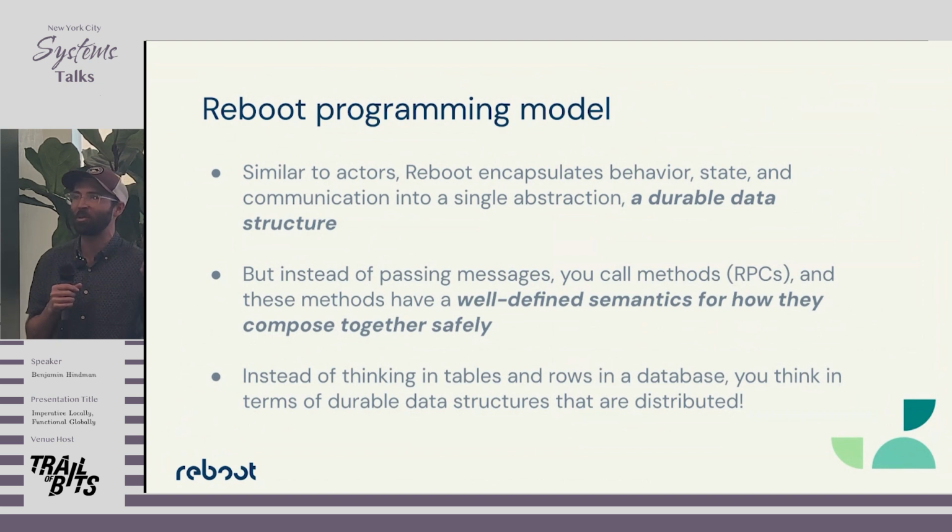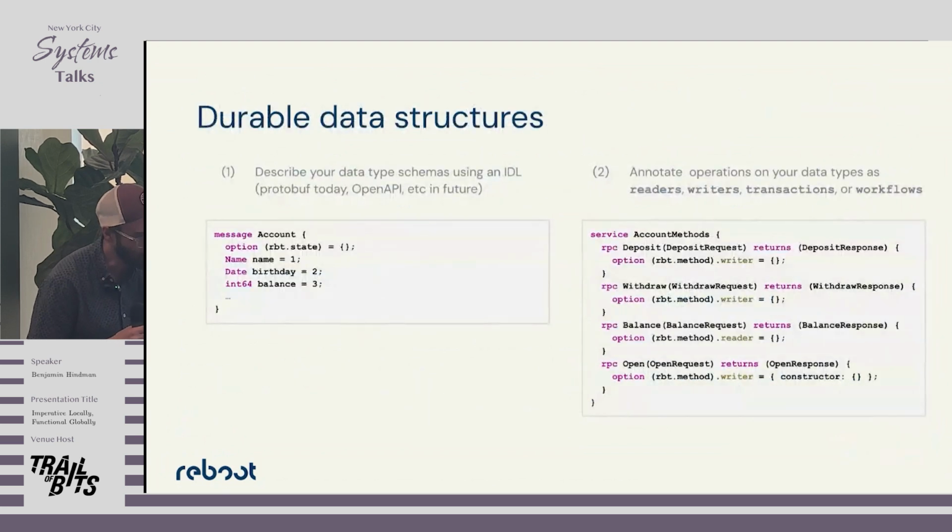But these methods have well-defined semantics for how they compose together safely. This is really important. This is what I'm probably going to be spending most of the presentation on. And so instead of thinking in tables and rows in a database for your durable state, you think in terms of durable data structures that end up being distributed. And you're going to see some examples, okay? So this is the basis of the programming model. All right, so let's dive in.